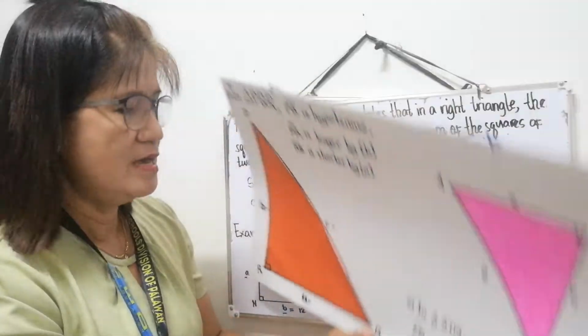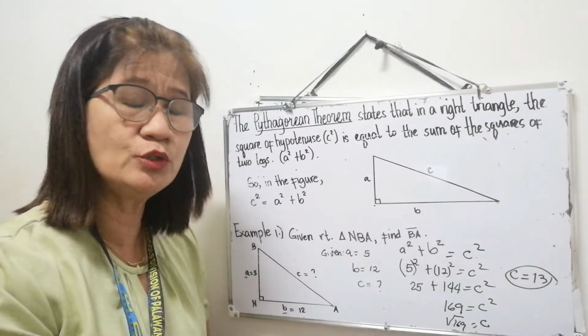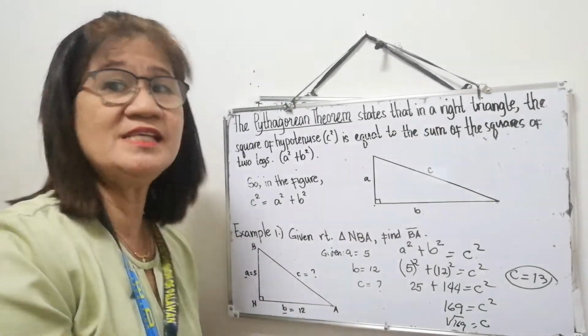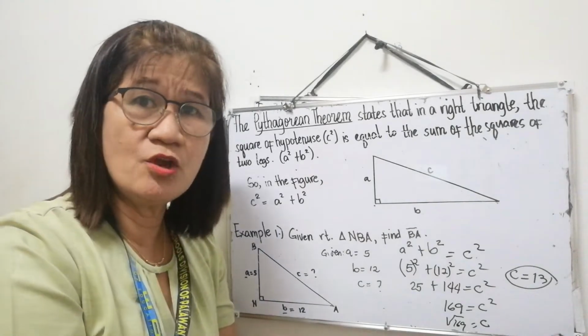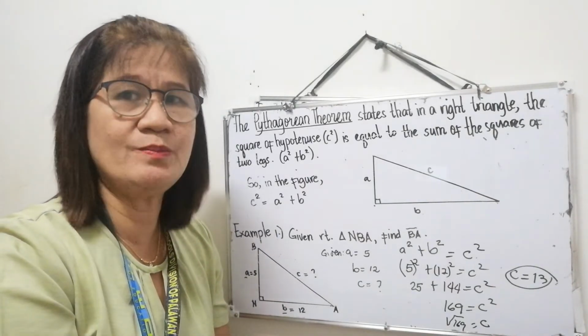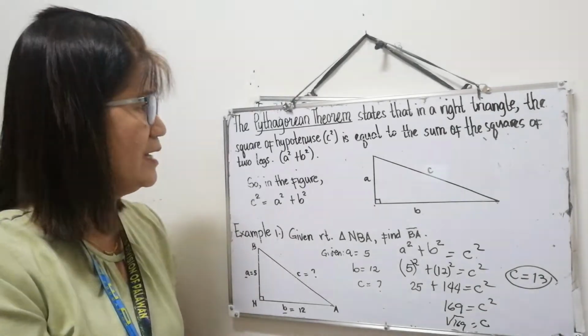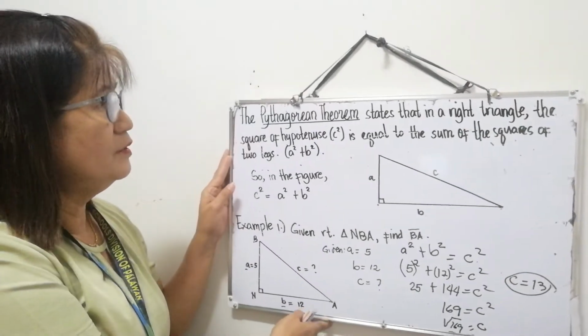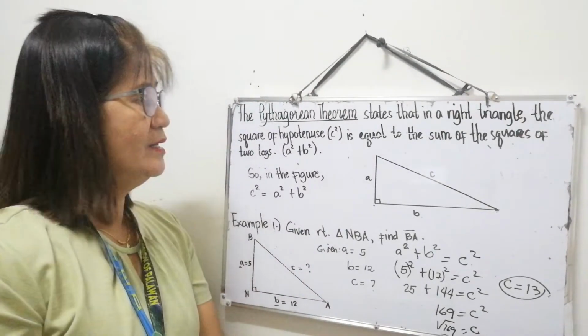Okay, let's have some problems involving right triangles. How do we find the missing side of a right triangle? Using the Pythagorean theorem, we can determine the length of the missing side of a right triangle. Now, first, what is the Pythagorean theorem?